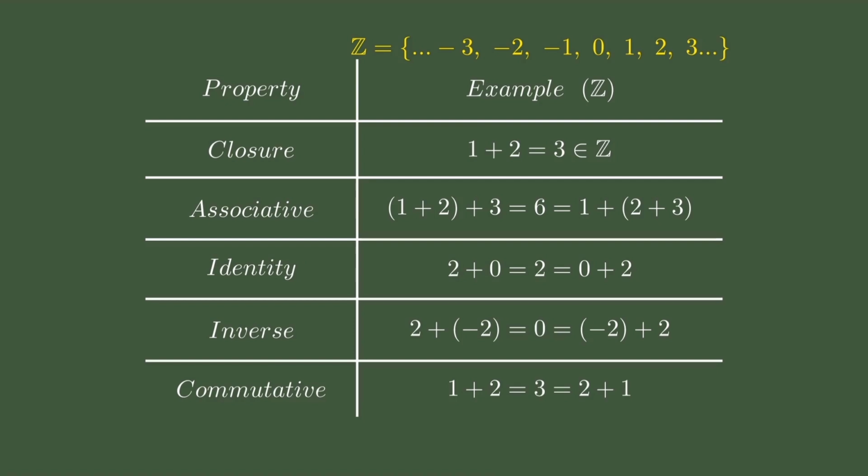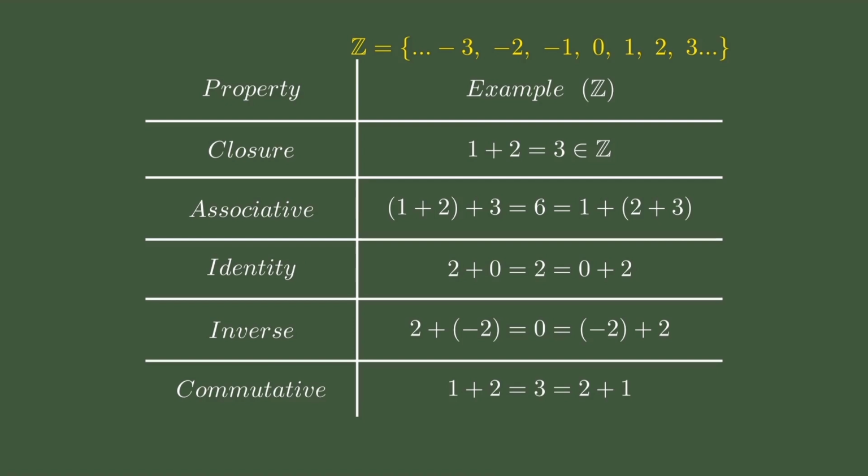Then comes the existence of identity. Identity element is a unique element which, on being operated with any other element, gives the same element. For example, here 0 is the identity element. You can add 0 to any other integer and you will get the original integer back again.